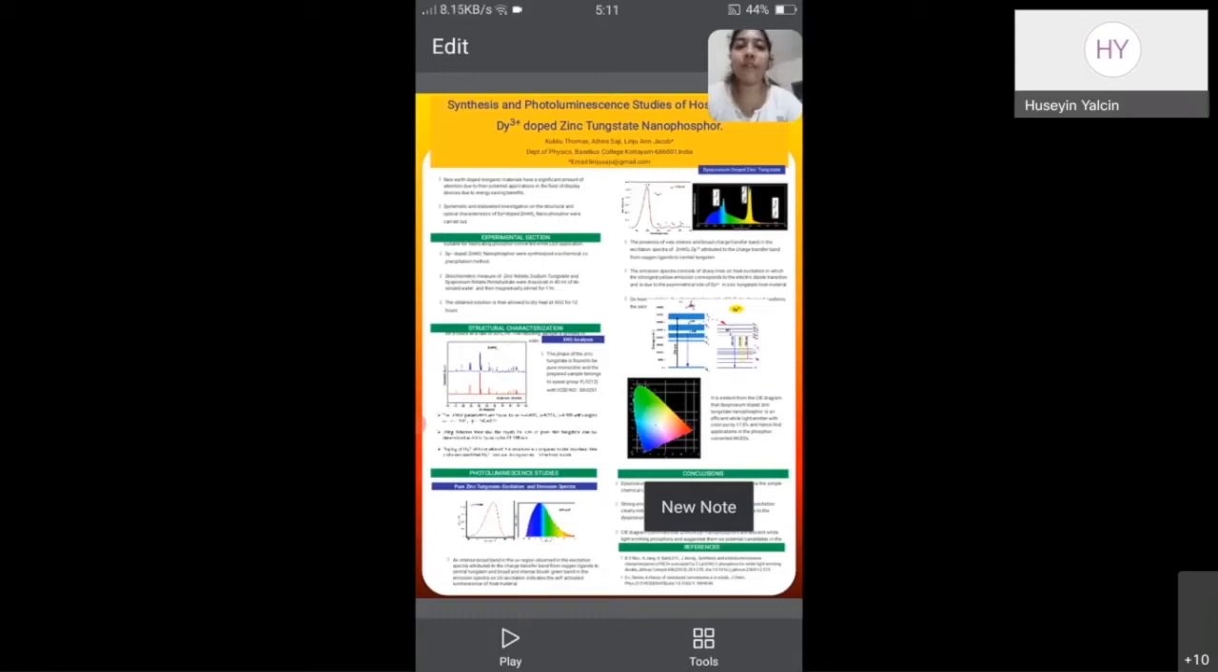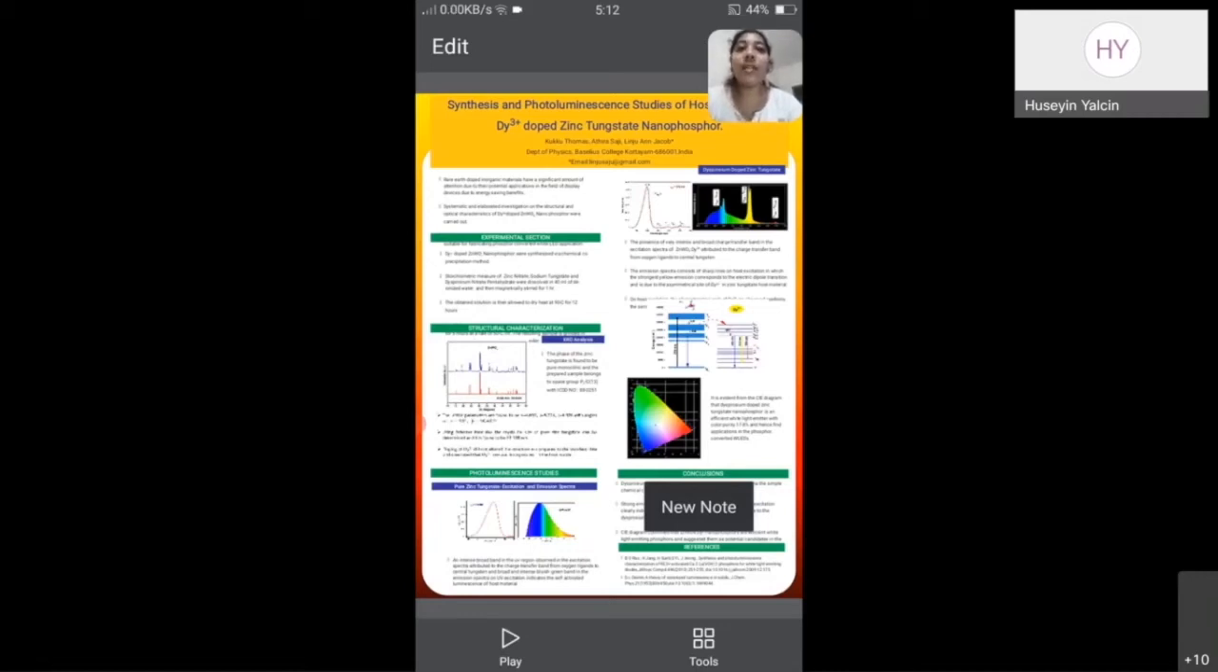nanophosphor was carried out. So first of all, a phosphor is a substance which exhibits the phenomenon of photoluminescence, and a phosphor generally consists of a host material and an activator. These activators are primarily responsible for the photoluminescence properties. And here we chose the host as zinc tungstate and the activator as dysprosium. The Dy3+, trivalent dysprosium, has great applications in the field of display devices. So Dy3+ is chosen as the activator and zinc tungstate is the host material.